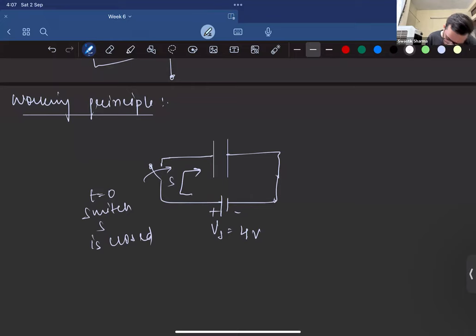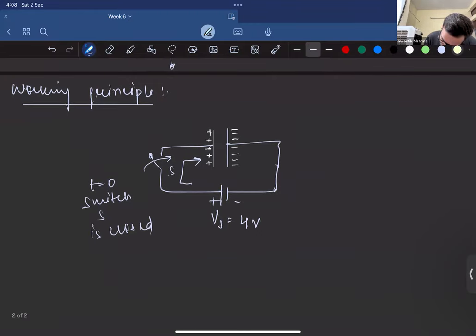So what would it do? It will start accumulating positively charged ions on this plate. And since the flow of electrons is in the opposite direction of the way we represent the current flow, the negatively charged electrons will start accumulating on the other plate. Now, due to this, an electric field is developed between the plates of the capacitor.